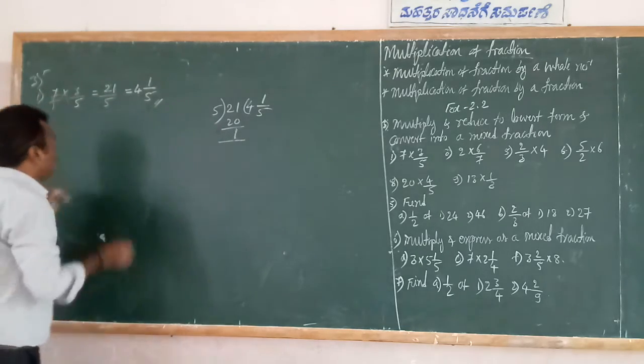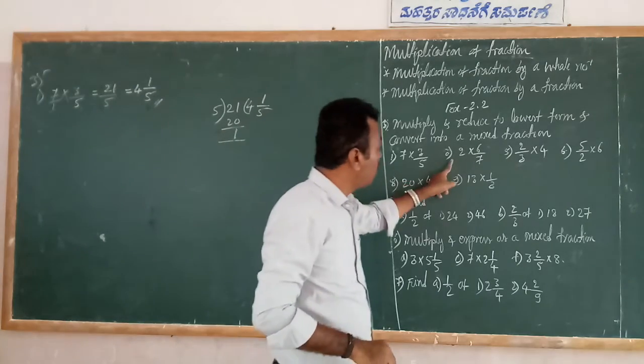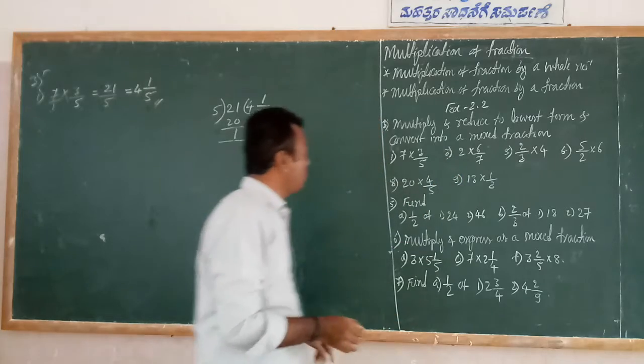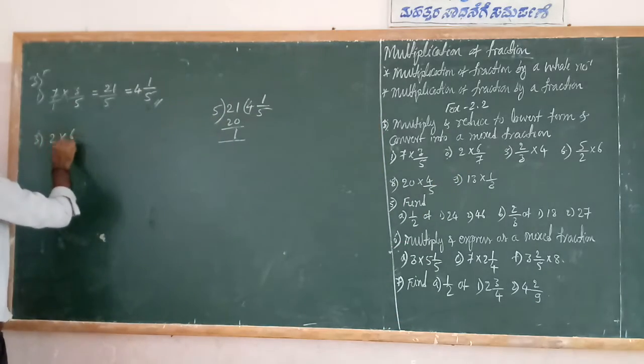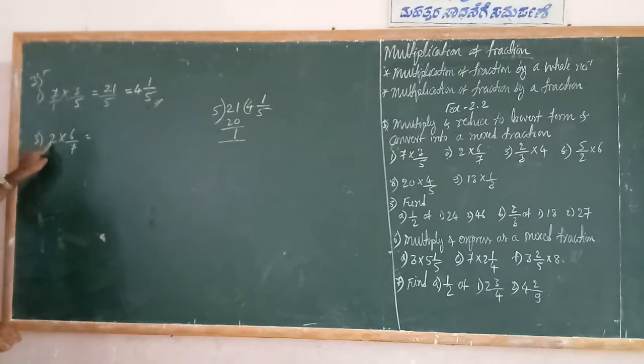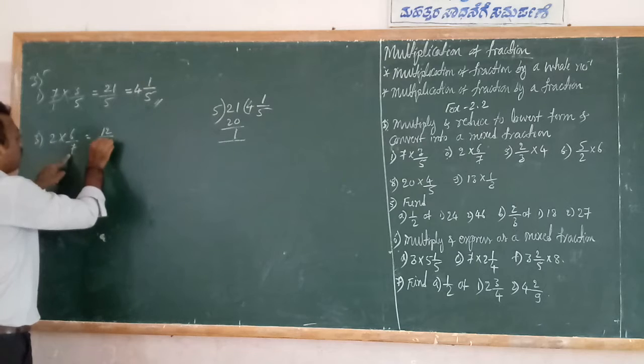Okay, next question. What is the question number? Third one, we will go to the third. 2 into 6 by 7. Is it going from any number? 6 and 7? No. 2 and 6? Yes, it is going, but not divided, because 2 is a numerator and 6 is also a numerator. You have to multiply that. 2 6s are 12 by 7 as it is.